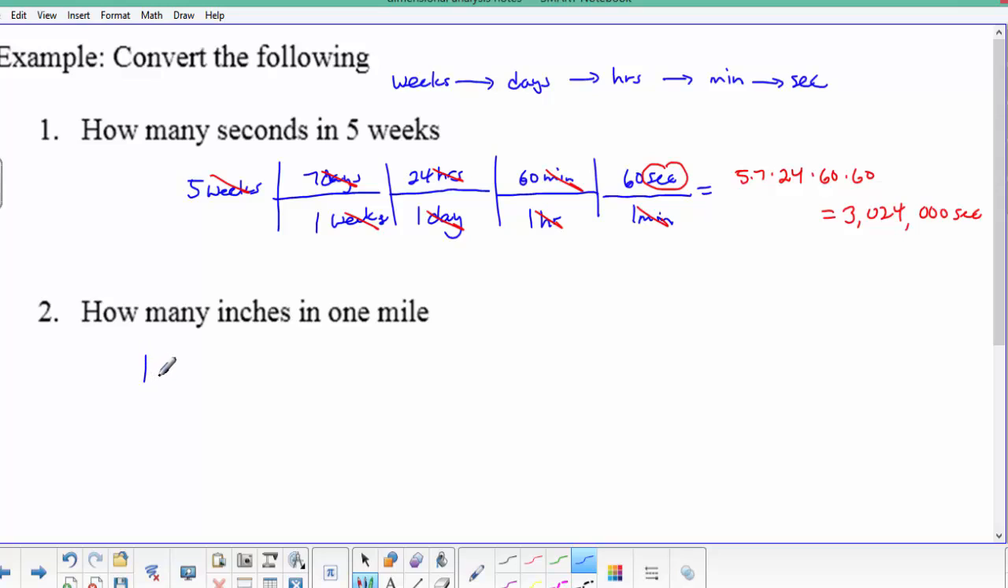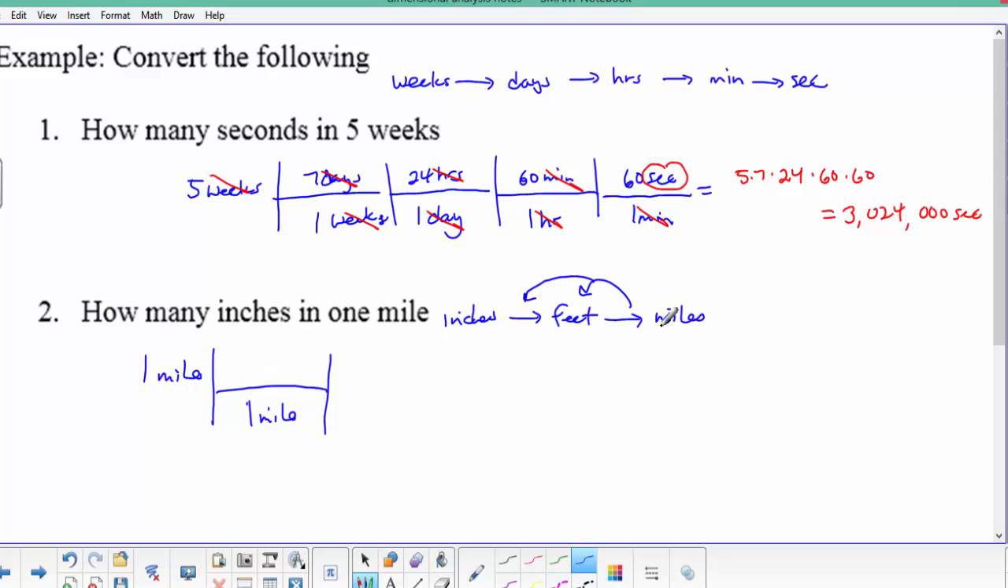Number 2, how many inches in 1 mile? So we're going to start with 1 mile. And we're going to say, okay, well, we need to go from inches to, hopefully you know, feet. And there is a conversion for feet to miles. Actually, we're going to go backwards this way, because we're starting with 1 mile. So in 1 mile, there is 5,280 feet.